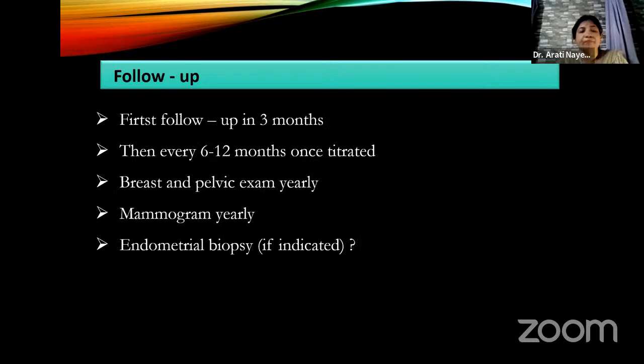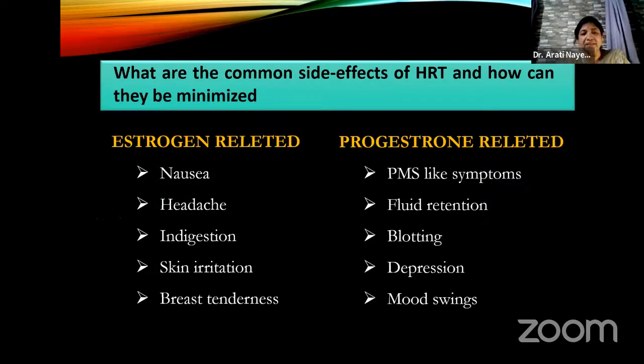Then follow-up. The first follow-up is done after 3 months. When a woman is on vaginal estrogen, the response starts at 1 month and the maximum response occurs after 3 months, so the first follow-up is done after 3 months. Then every 6 to 12 months, once it is titrated. Breast and pelvic examination should be done yearly. Mammogram should be done yearly, and endometrial biopsy if essential.